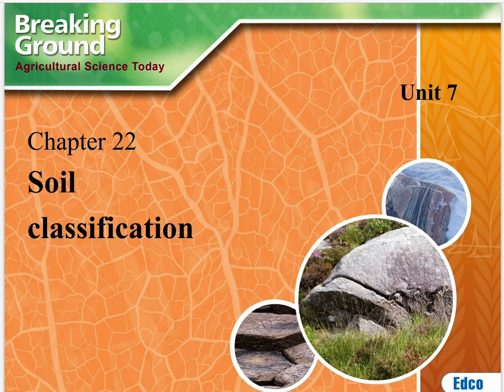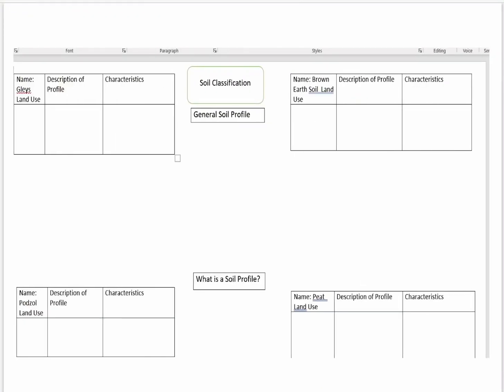So we're starting off today with soil classification. This is a worksheet I like to do for the end of soil classification, so that students are able to name the land use for 4 different types of soils. These are the main ones I use: glaze, brown earth soils, podsols and peats, so that they're able to give a land use, whether it be forestry, crop, animal production, whatever it is.